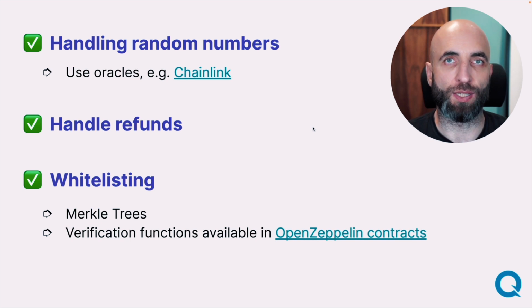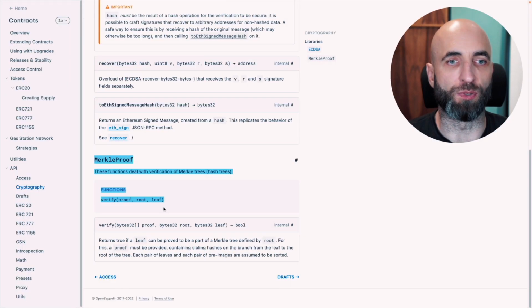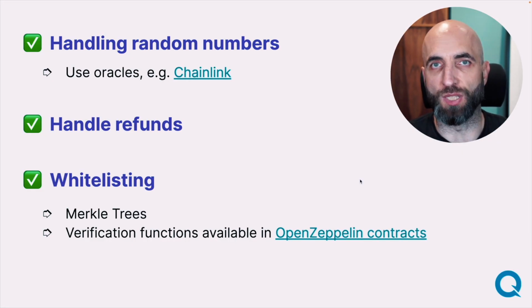Handle refunds. You need to remember that there might be some errors or there might be another reason for a refund to one or more of the majority or even maybe potentially all of the holders. So you need to have a way to do that. Whitelisting, or actually allow listing, is best done with Merkle trees, already explained, and the verification functions for the Merkle hash are available in OpenZeppelin contracts with the Merkle proof. So there's no excuse to not use this.